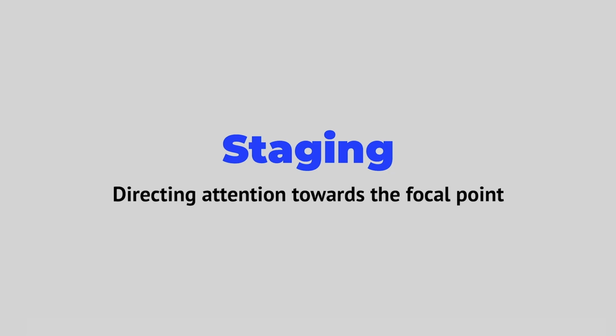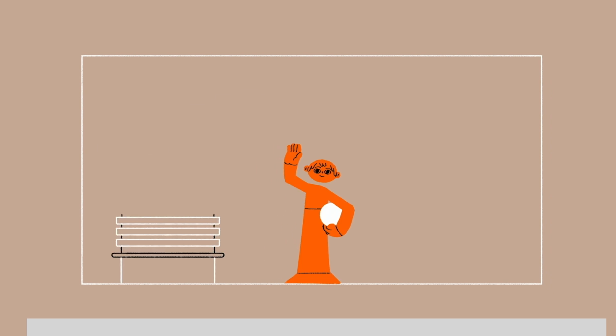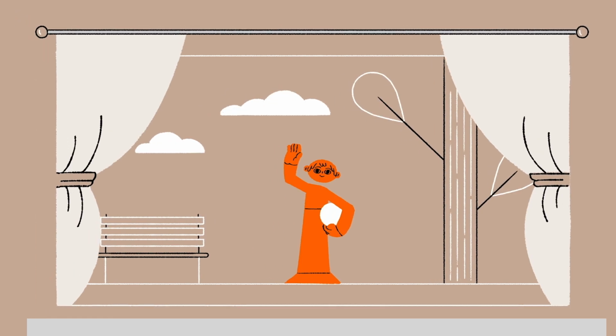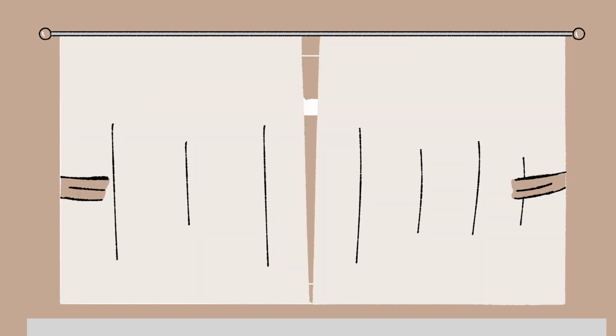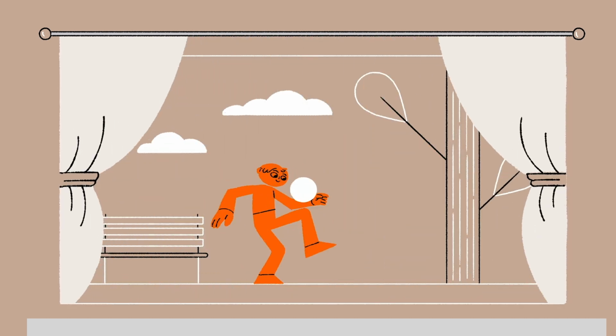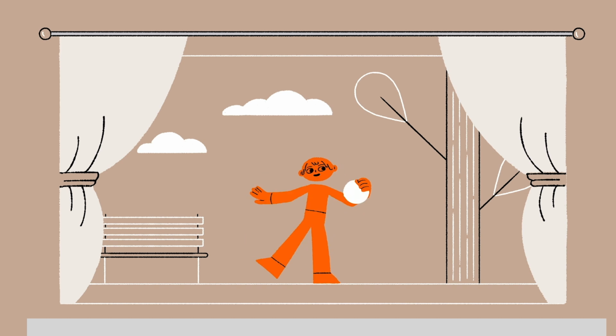The ninth principle is staging. Staging is the principle that directs the audience attention towards the most important elements in the scene. When you're setting up a scene, from the placement of the characters to the background and foreground elements to the camera angle, you're setting up the stage for your animation. The purpose of this is to make the animation clearer to the viewer.